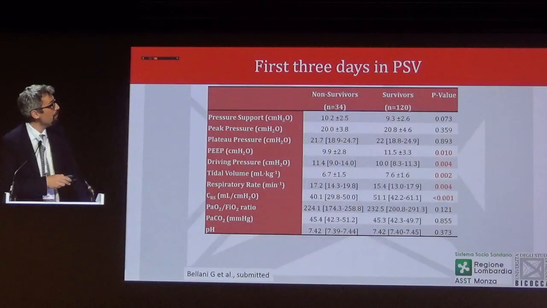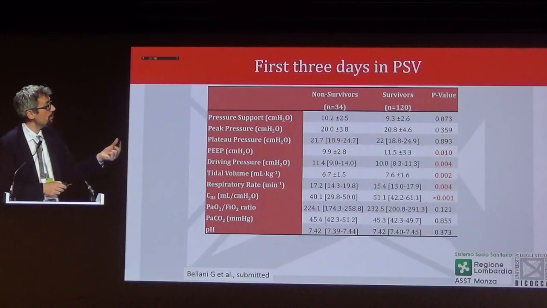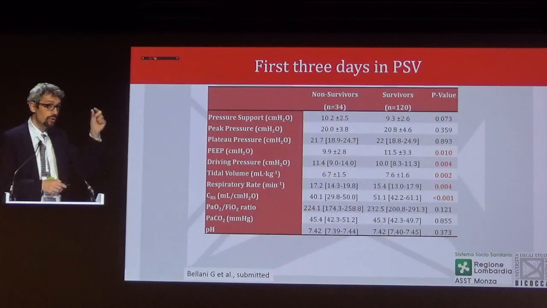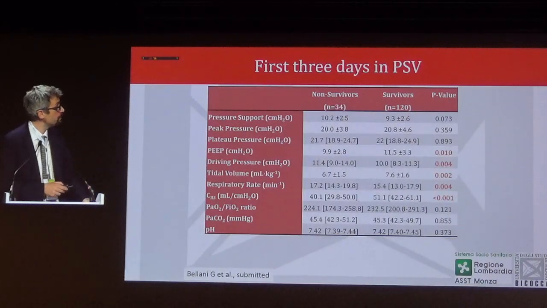And so if we compare the survivors and non-survivors, you see that the peak inspiratory pressure that we see on the ventilator screen is not really different. But of course, the driving pressure is significantly higher in patients who do not survive, and the compliance of the respiratory system is significantly lower. So there is an association between higher driving pressure, lower compliance measured during assisted ventilation, and mortality, reinforcing, I believe, the clinical value of this measurement.